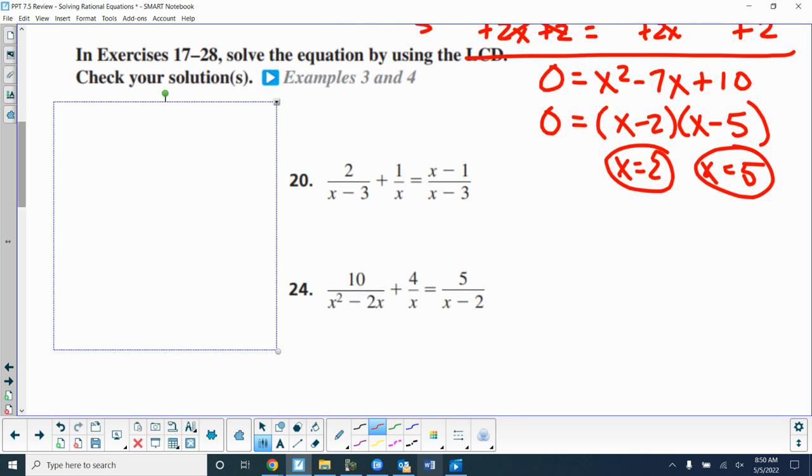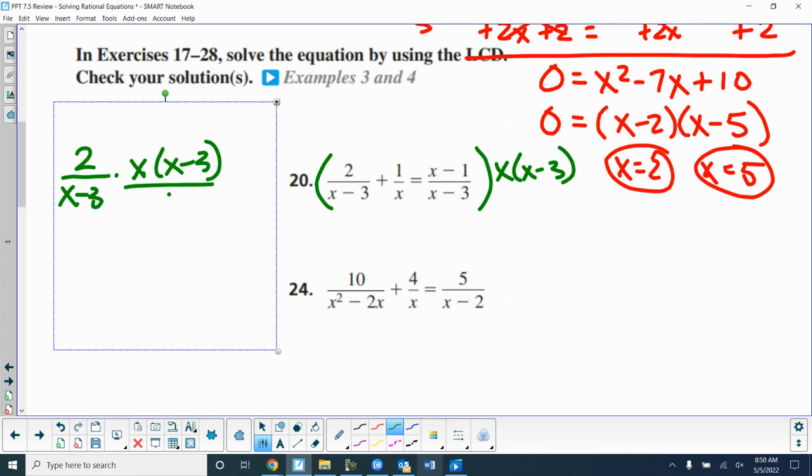Number 20. Can I factor any of those denominators? No. So what's the common denominator? X and x minus 3. So when I multiply this 2 over x minus 3 times x minus 3, it's like over 1. Those cancel. So you get 2x. You guys see that? That's the problem I'm doing here.